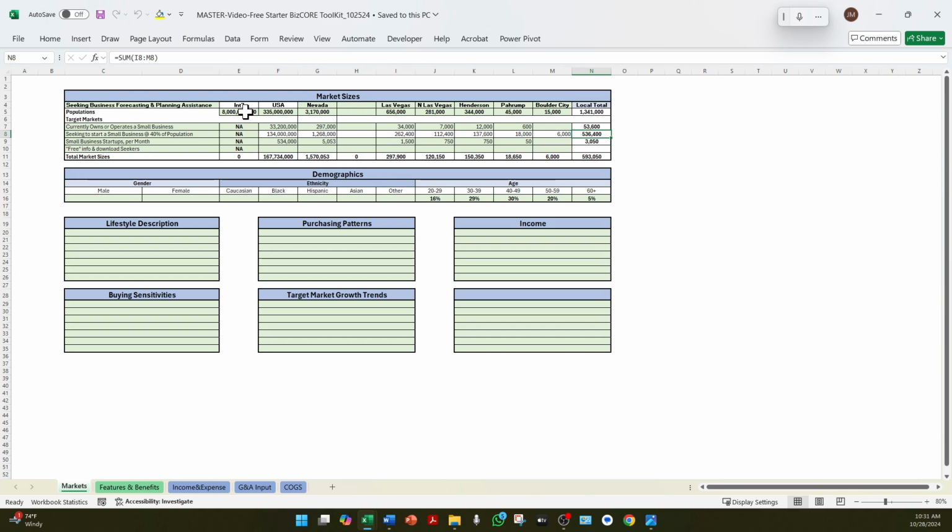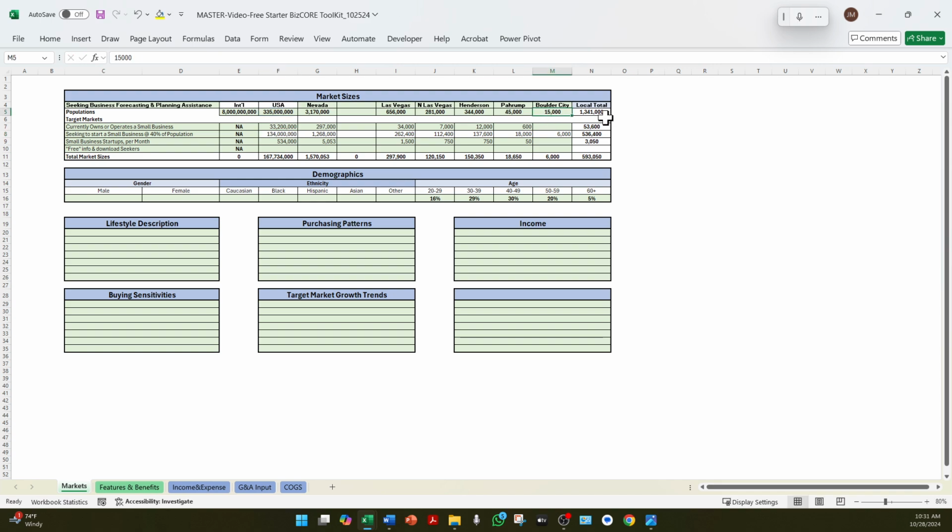What's the approximate population? So go through and put in populations: the U.S. market, your state market, your local markets. Anything in green, I encourage you to change. These are meant to be changed. Everything else in white is more of a result. You can see there's a little formula in here, and I'll show you why in a second.